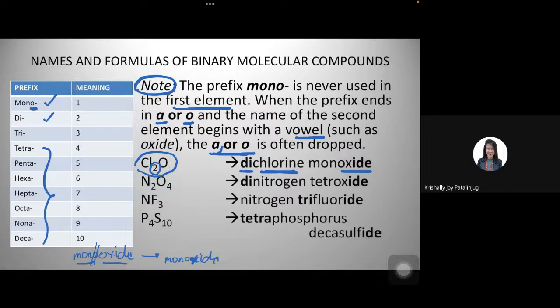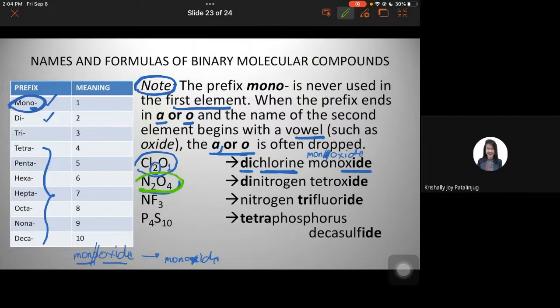Now there is only one atom of oxygen in the compound Cl2O, so we have to use the prefix mono to indicate that there's only one oxygen. Now, try to look at the final name. Instead of saying mono, then oxide, the letter O from the prefix mono has been omitted. So the correct name would be monoxide. Dichlorine monoxide. Okay, let's have another example.